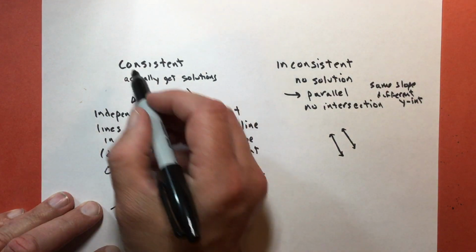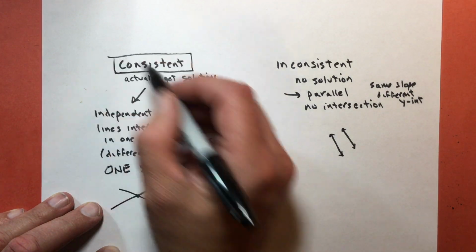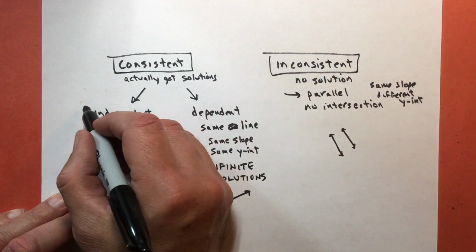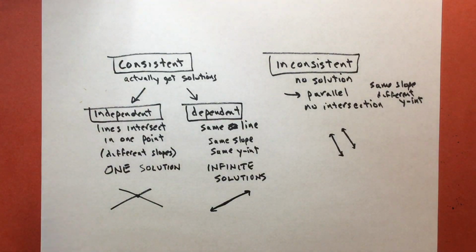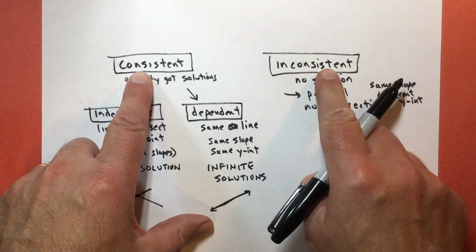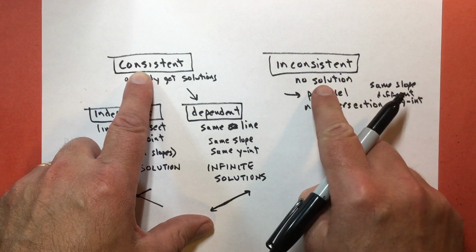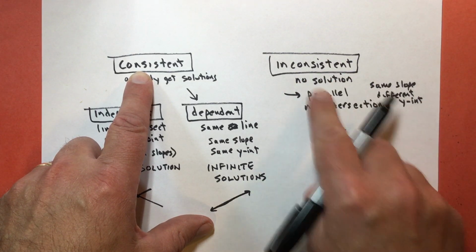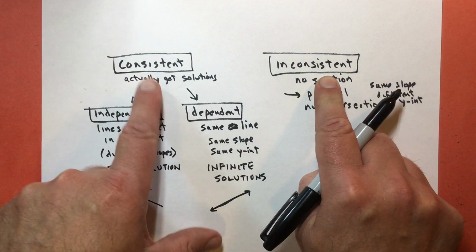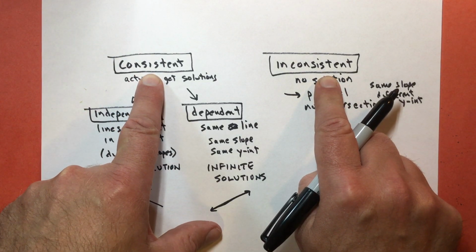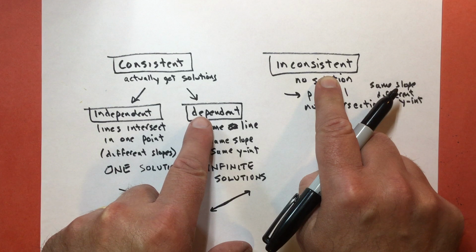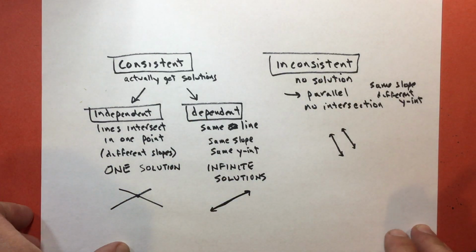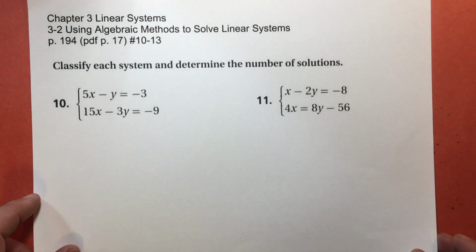All right, so here's the vocabulary that's important. First we're going to decide if it's consistent or inconsistent. If it's inconsistent, you say no solution, you're done. That's it. You stop. However, if it's consistent, then you have to take it to another step. Is it independent with one solution, or is the system dependent with an infinite number of solutions? So again, I'll take a picture of that so you can see it, so you can stare at it for a long time if you need to.